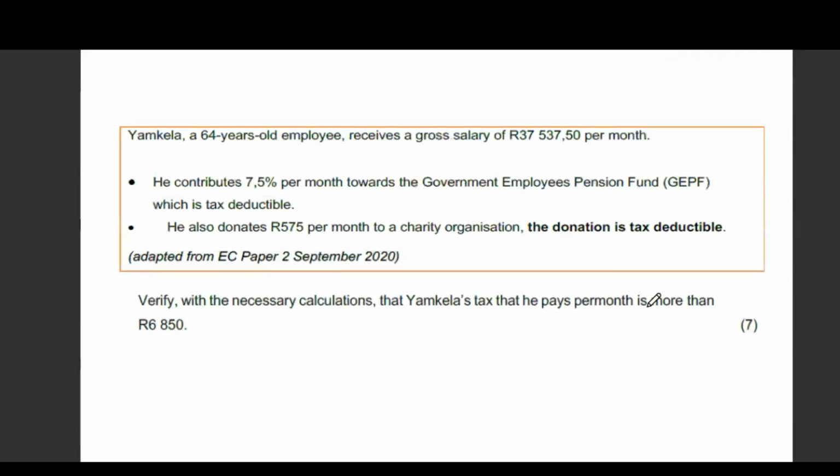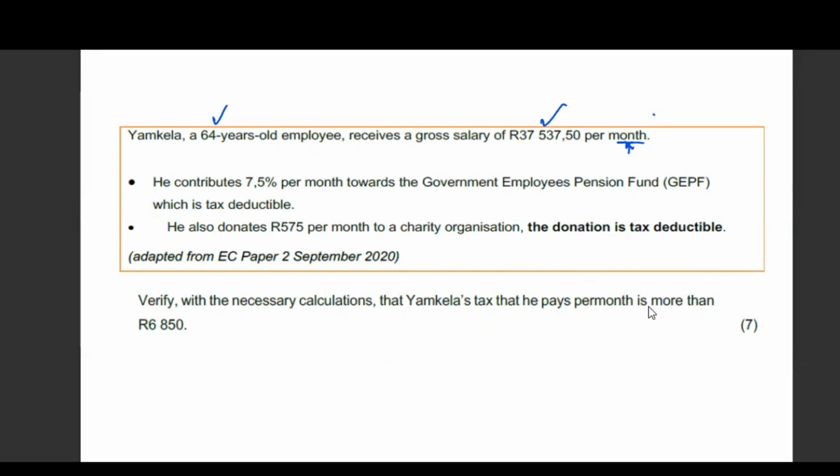All right, we go to another last example here that we have. This is interesting a little bit. Verify with necessary calculations that Yamkela's tax that he pays per month is more than 6,850. Number one, let's look at the person. We have the year. Very good. The person receives this much salary, but this is per month. The moment you hear it's per month, that means you're going to multiply by 12 somewhere, somehow.